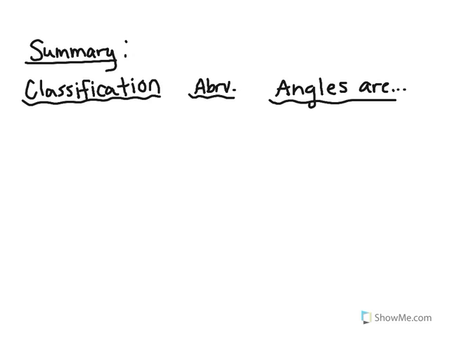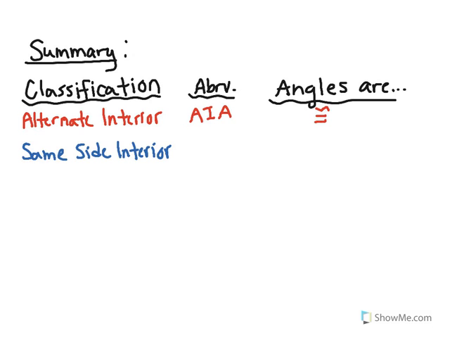All right, so let's summarize. We've looked at five different kinds of pairs of angles that come from parallel lines. The first kind that we talked about was alternate interior angles, and I like to abbreviate that by AIA. These particular angles are congruent. The next pair that we looked at were same side interior, which I like to abbreviate by SSIA, and those added up to 180 degrees. In other words, they were supplementary.